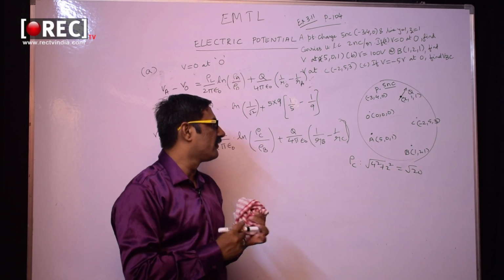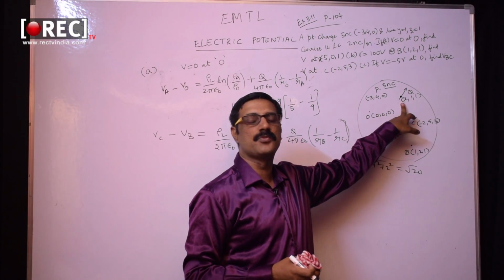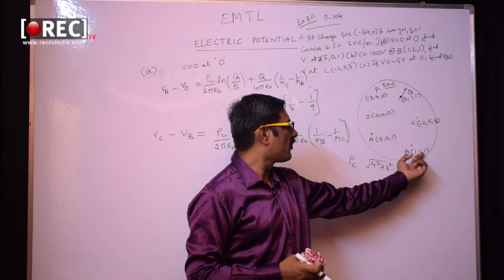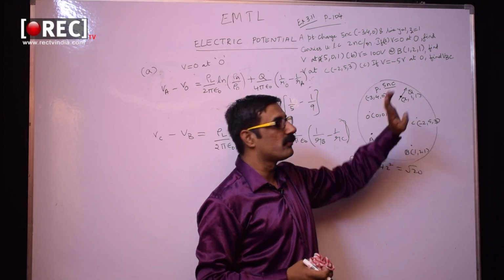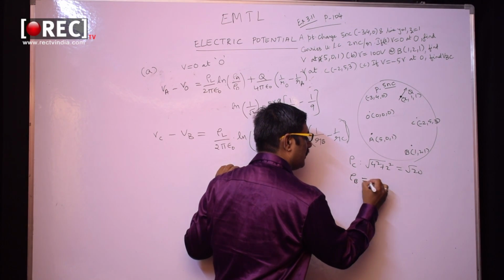On similar lines, to calculate the distance between point B and the line charge distribution, it is the square root of 2 minus 1 whole squared plus 1 minus 1 whole squared, which is simply 1. So rho B is 1 in this case.